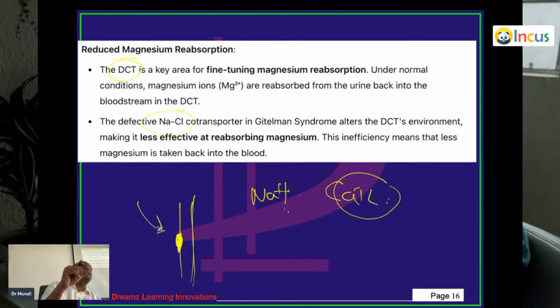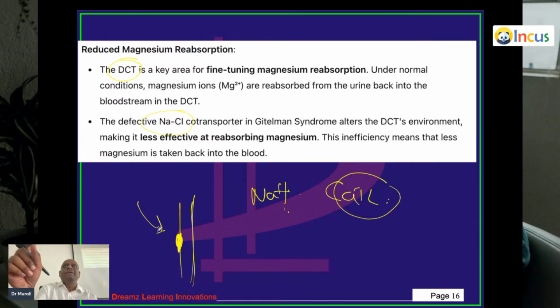You also require a certain membrane positivity to reabsorb magnesium. The moment there is hypokalemia, just like in Bartter syndrome, why did you have calciuria? Because there is no potassium, no positivity is maintained. That's the reason calcium is lost into urine. By the same logic, magnesium is also lost into urine in Gitelman. But calcium won't be lost into urine, because for calcium to be lost, you require sodium to get exchanged. Here, primarily sodium chloride is affected in the distal convoluted tubule.